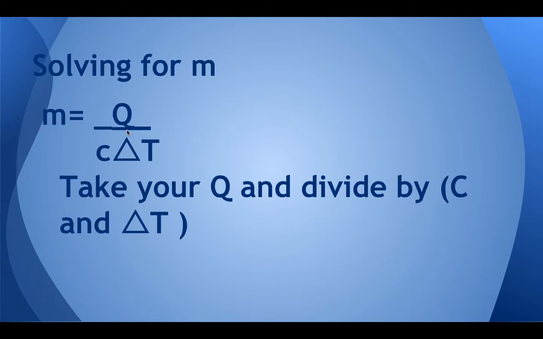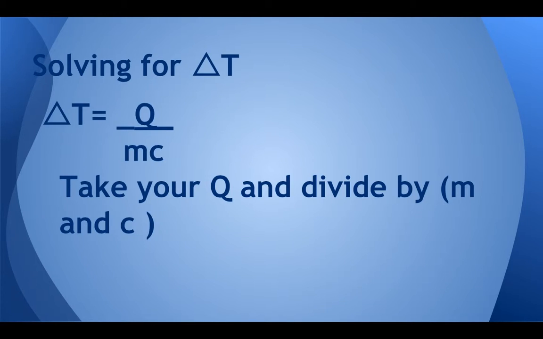If I want M, it's Q over the other two. Remember we said, if given Q, it's Q over the other two.